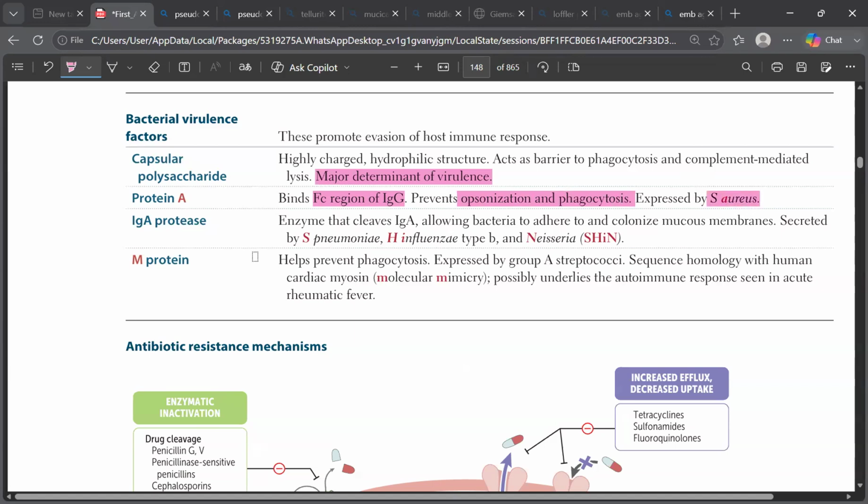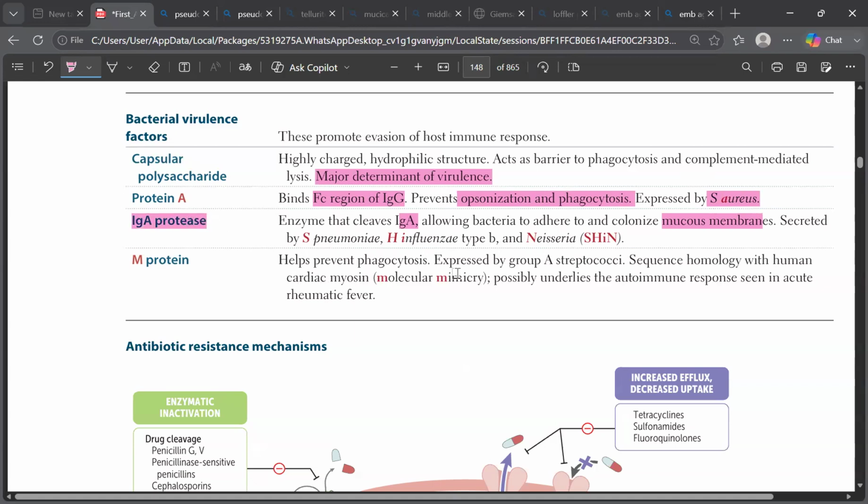Then we have IgA protease, an enzyme that cleaves IgA, allowing bacteria to adhere and colonize mucous membranes, secreted by S. pneumoniae, H. influenzae type B, and Neisseria. SHiN again: S. pneumoniae, H. influenzae type B, and Neisseria. They secrete IgA protease. And then we have M protein.